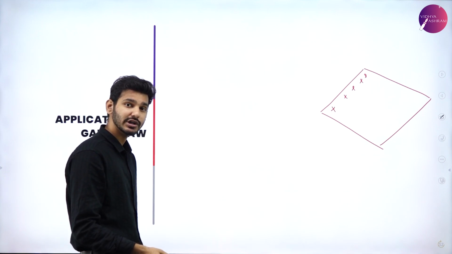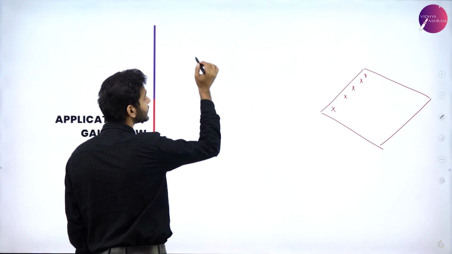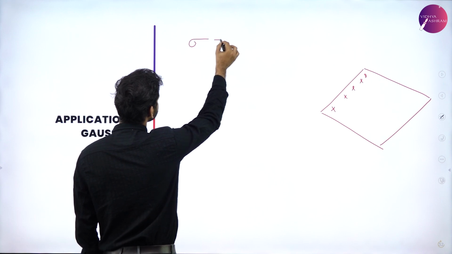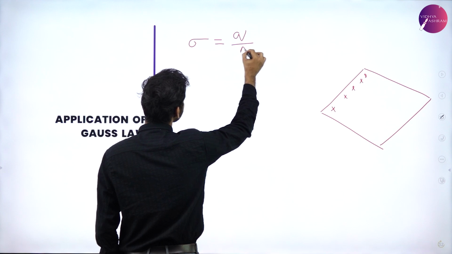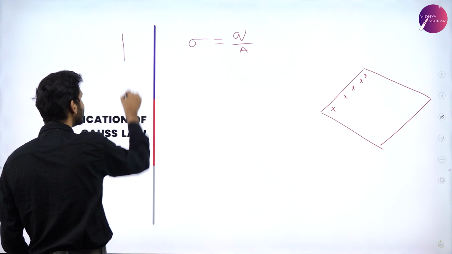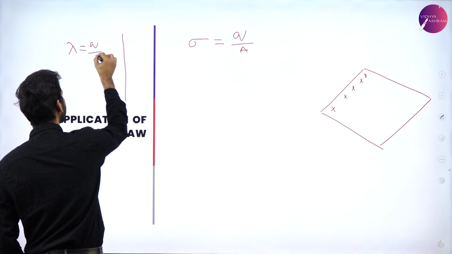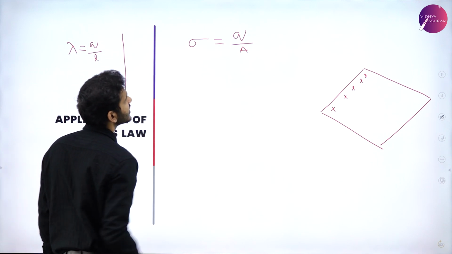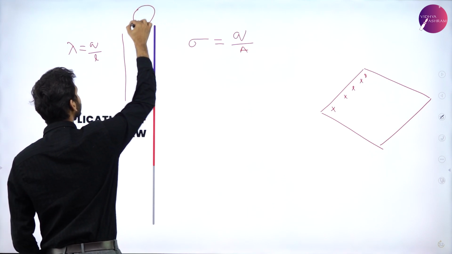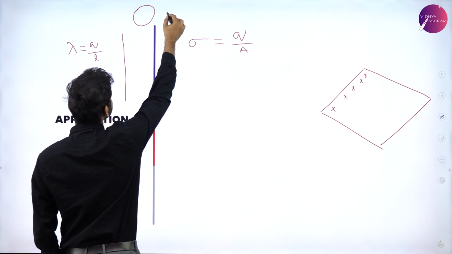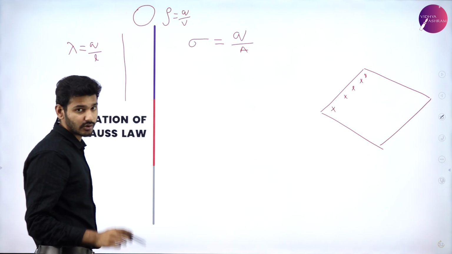Now again we are going to use the symmetry arguments, and we are going to say that the surface charge density of this particular sheet is given by sigma is equal to total amount of charge divided by area. So remember, if it is linear charge density, it is lambda is equal to Q by L, and if it is a sheet, it is sigma is equal to Q by A, area, and if it was a sphere, then it was volume charge density indicated by rho is equal to Q by V. So don't forget about that.